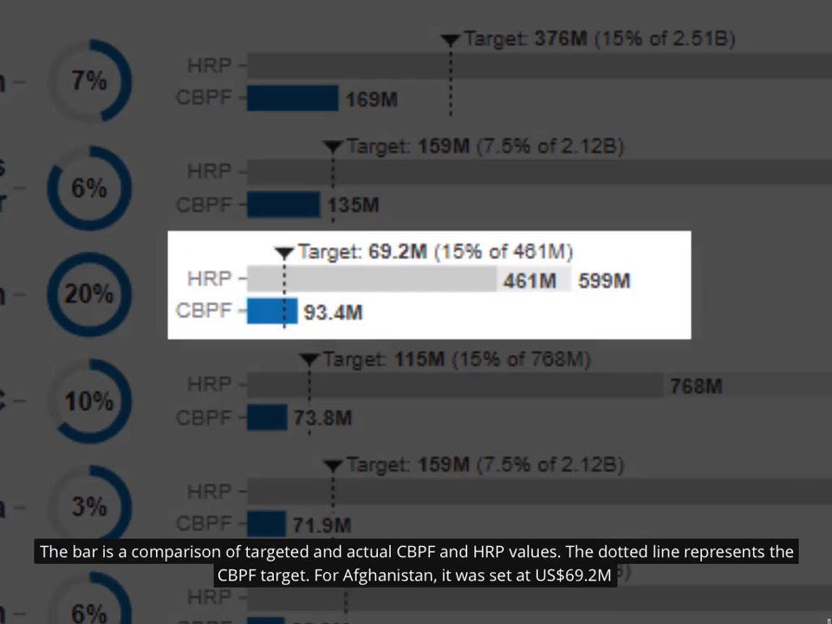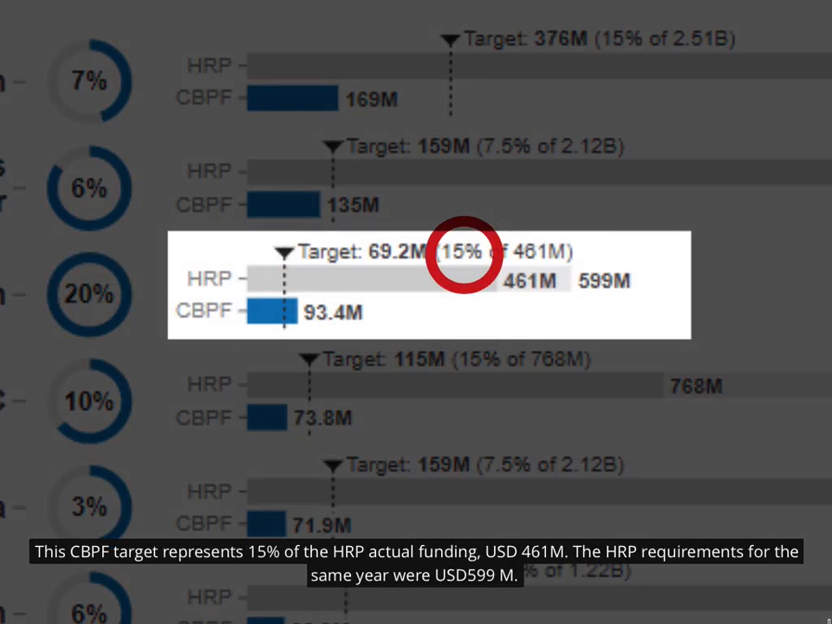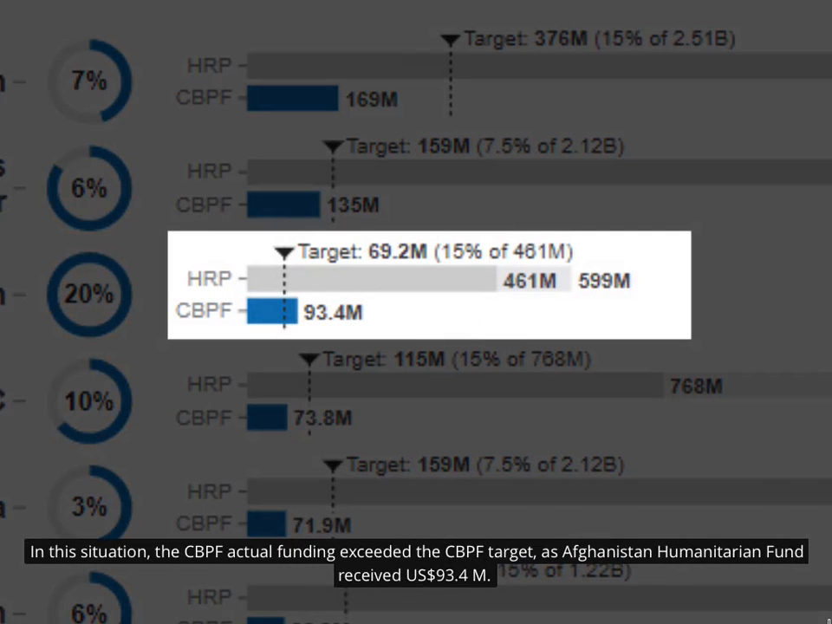The bar is a comparison of targeted and actual CBPF and HRP values. The dotted line represents the CBPF target. For Afghanistan, it was set at $69.2 million. This CBPF target represents 15% of the HRP actual funding, $461 million. The HRP requirements for the same year were $599 million. In this situation, the CBPF actual funding exceeded the CBPF target, as Afghanistan Humanitarian Fund received $93.4 million.